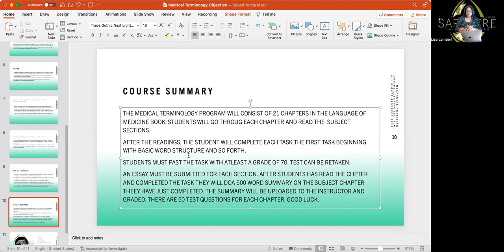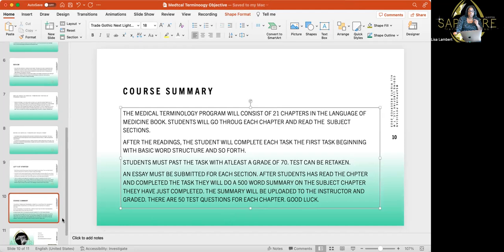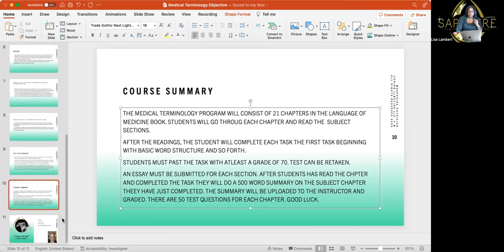An essay must be submitted for each section. That's what we talked about. I want you to make sure that it is in detail. When I talk about the subject summary, I'm talking about the course that you're in. If you're in eye and ear, that's your sense organs. That's what the summary is going to be about. Use the web, use books, whatever you need to.